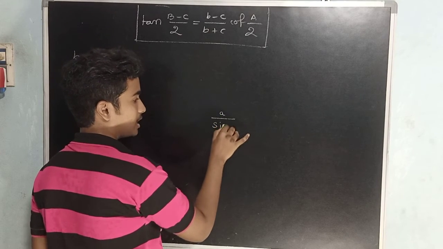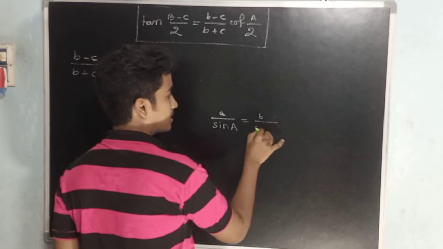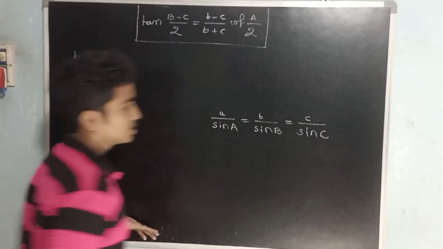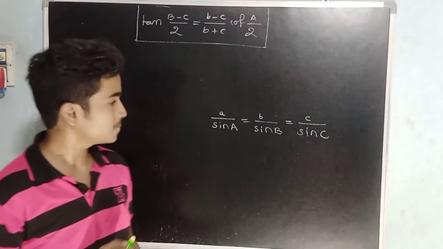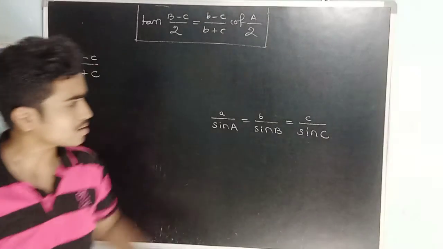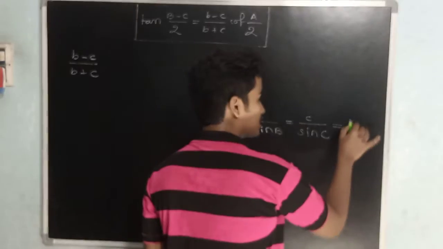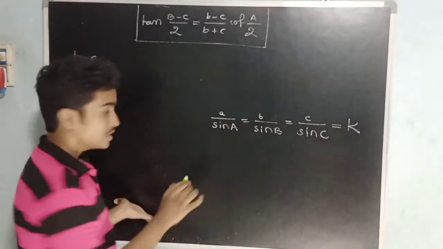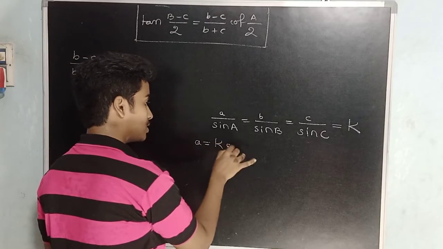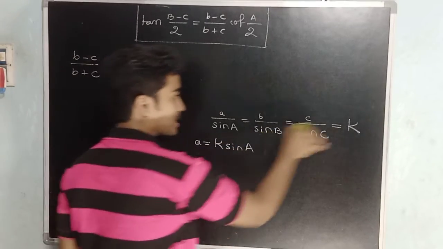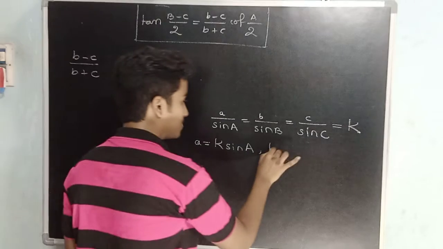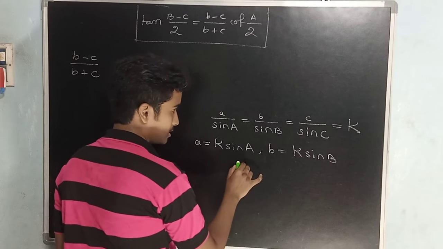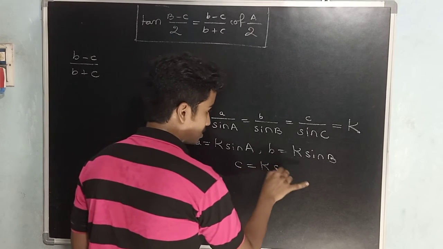Let me write here the sine rule: a by sin A is equal to b by sin B is equal to c by sin C. Previously, in proving the three principles, we considered this ratio as constant, so let me put a constant quantity k. a by sin A is equal to k, so a is equal to k sin A. b by sin B is equal to k, so b is equal to k sin B. c by sin C is equal to k, so c is equal to k sin C.